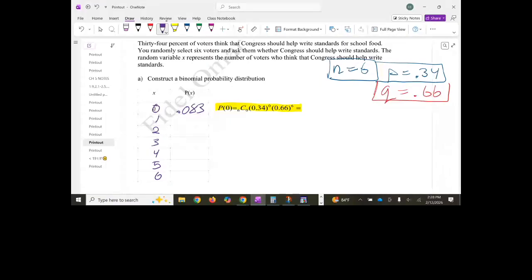Okay, let's do the second one, y'all. We're going to pick the probability that one person feels that way. So I'm going to go 6, choose 1. One person agrees with that 34%. Y'all, if we got 6 people and one person agrees with that 34%, don't you agree that the other 5 have to be with the other part, the 66? They're the ones that say, hey, Congress should not get involved.